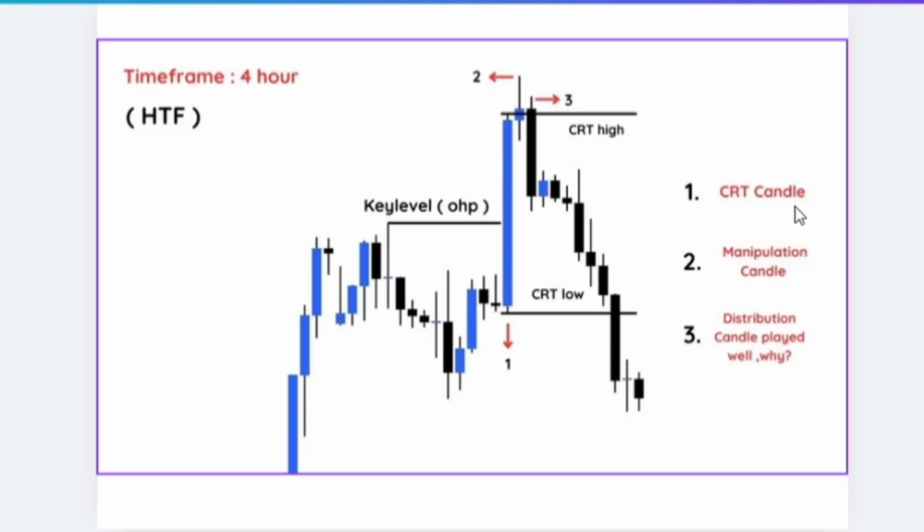First one is the CRT candle. Second one is the manipulation, while this is the distribution of the candle. This candlestick distributed everything and took you down to your TP level. You can see the difference between this one and that other one. The other one was a wick, but this one was the body. I hope you are following.